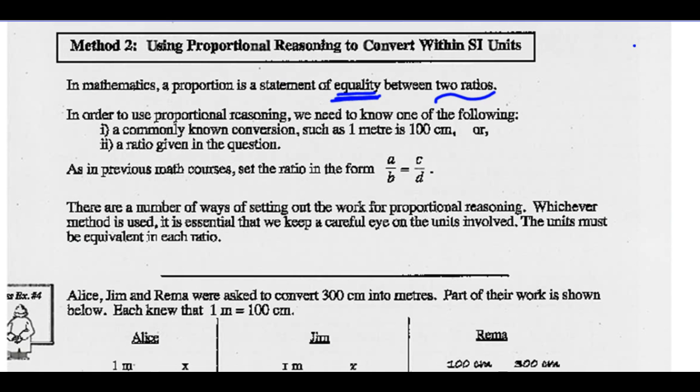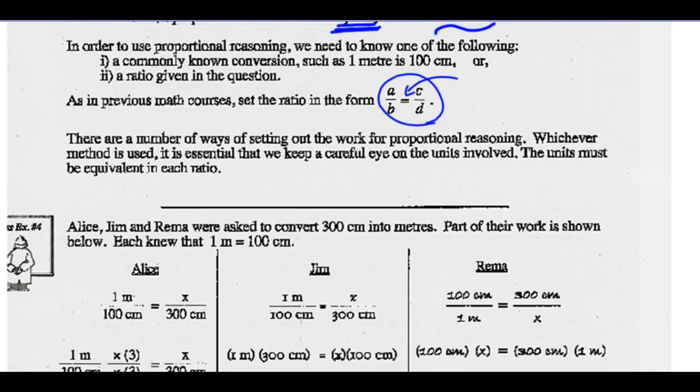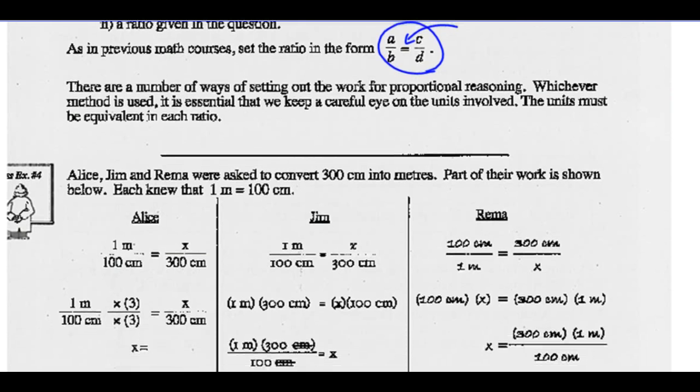As in previous math courses, set the ratio up in this form: A over B equals C over D. This is proportional reasoning. There's an equation involved, an equality between two ratios. There are a number of ways of setting out the work for proportional reasoning. Whichever method is used, it's essential that we keep a careful eye on the units. The units must be equivalent in each ratio.